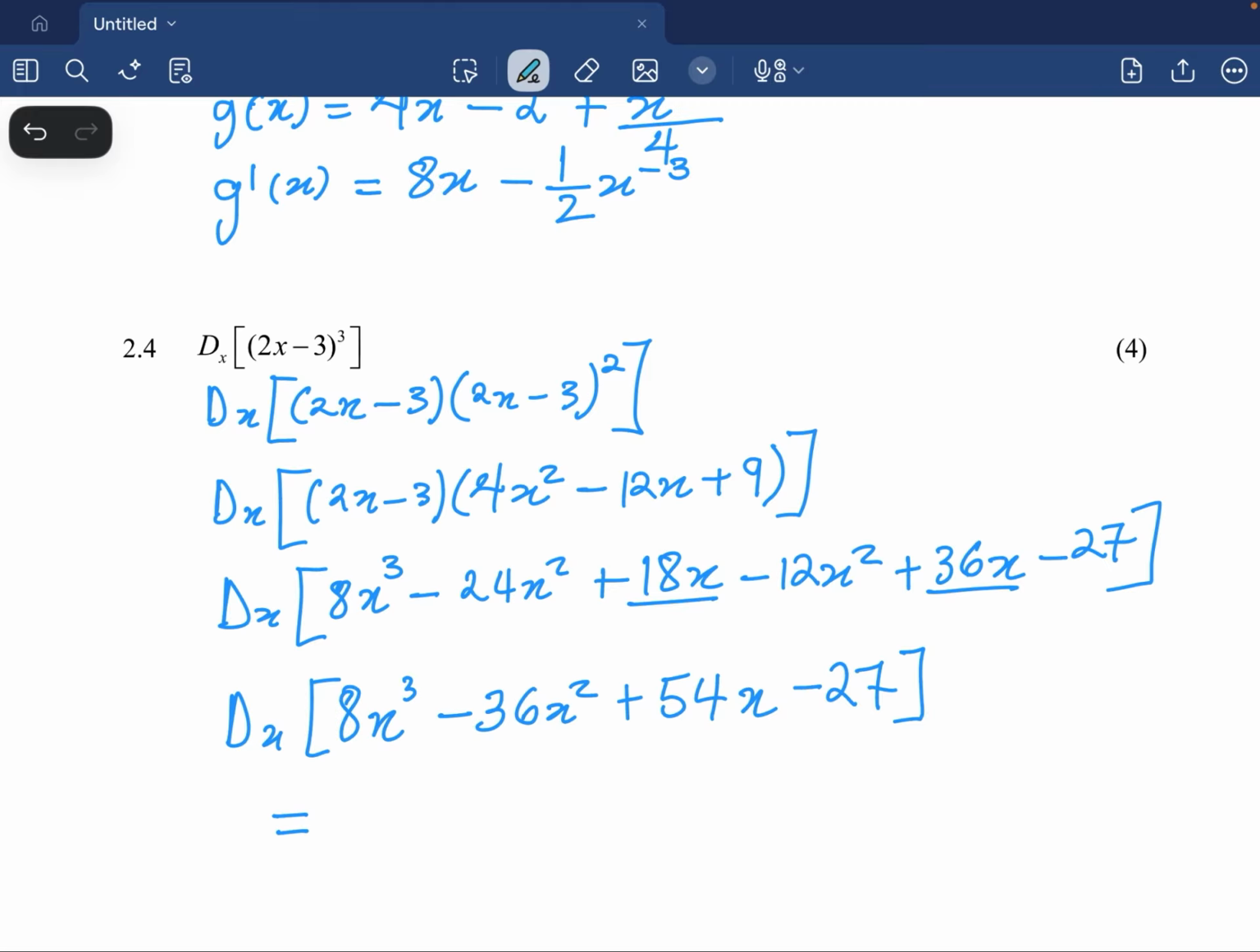So 8 times 3, this is going to be 24x squared. And then when I differentiate negative 36x squared, this is going to be minus 72x. When I differentiate the 54x, this is going to be just the 54. And when I differentiate the negative 27 there, it's going to be a 0 because it's a constant. So that is what we are going to have here when we have differentiated this.